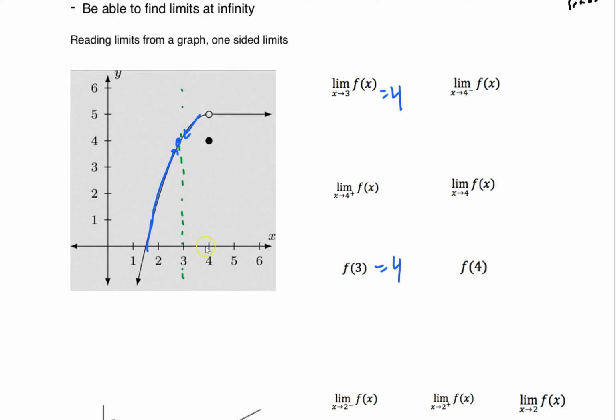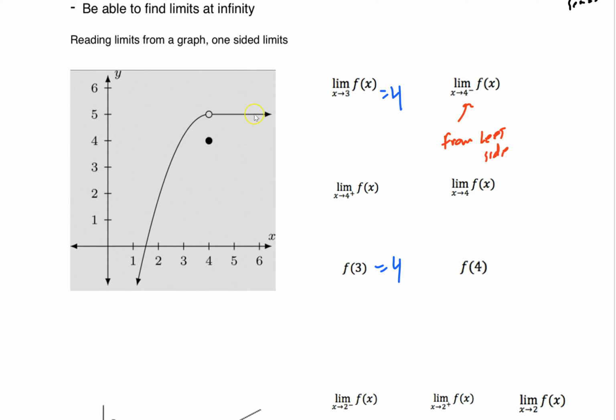So let's look at 4. That's a little different. Before we do that, let me erase these so we have something clear to work with. That's some good erasing. So the next one: the limit as x approaches 4 with a little minus sign. What's going on there? Well, the minus sign is just a very specific limit. It means from the left. We only care about the left side.